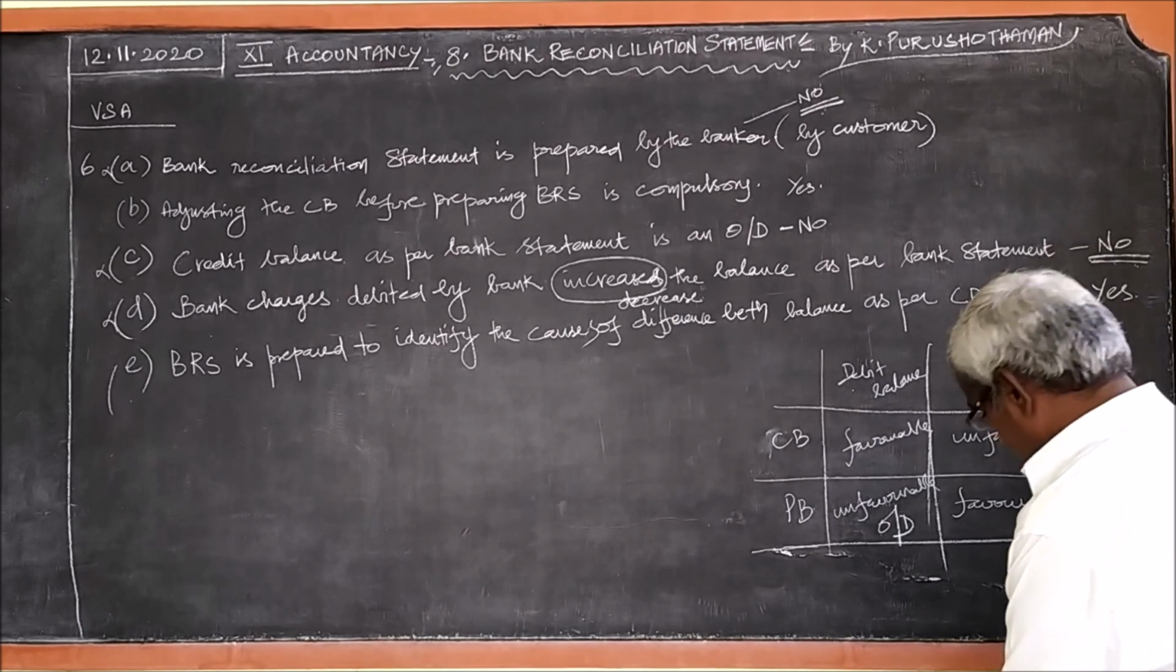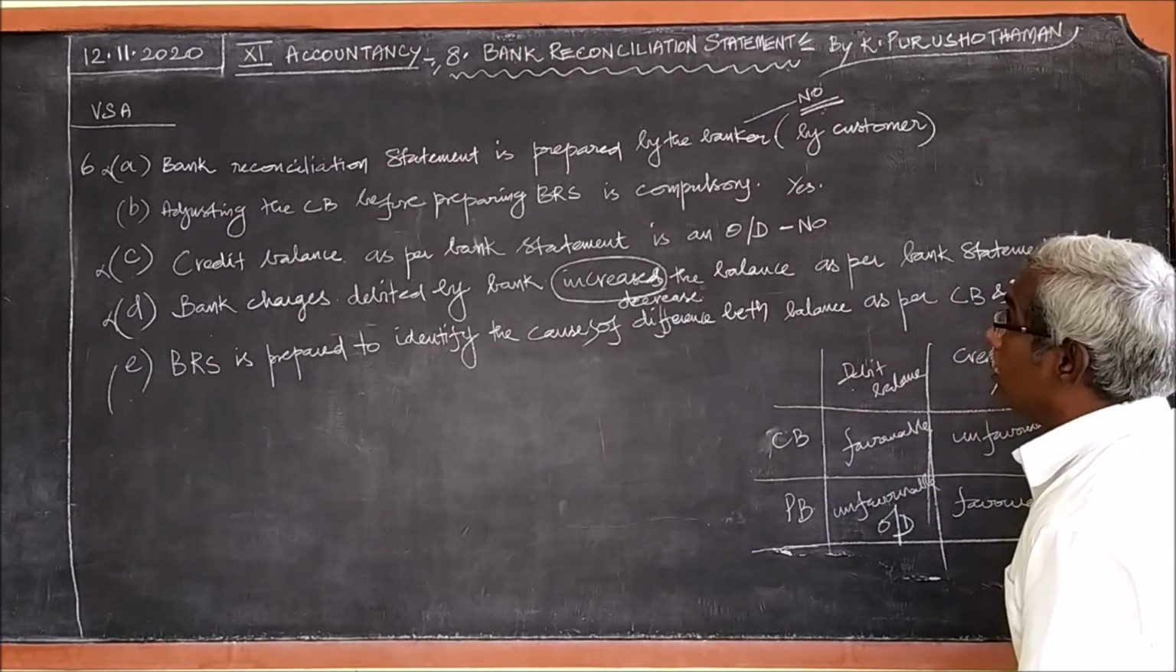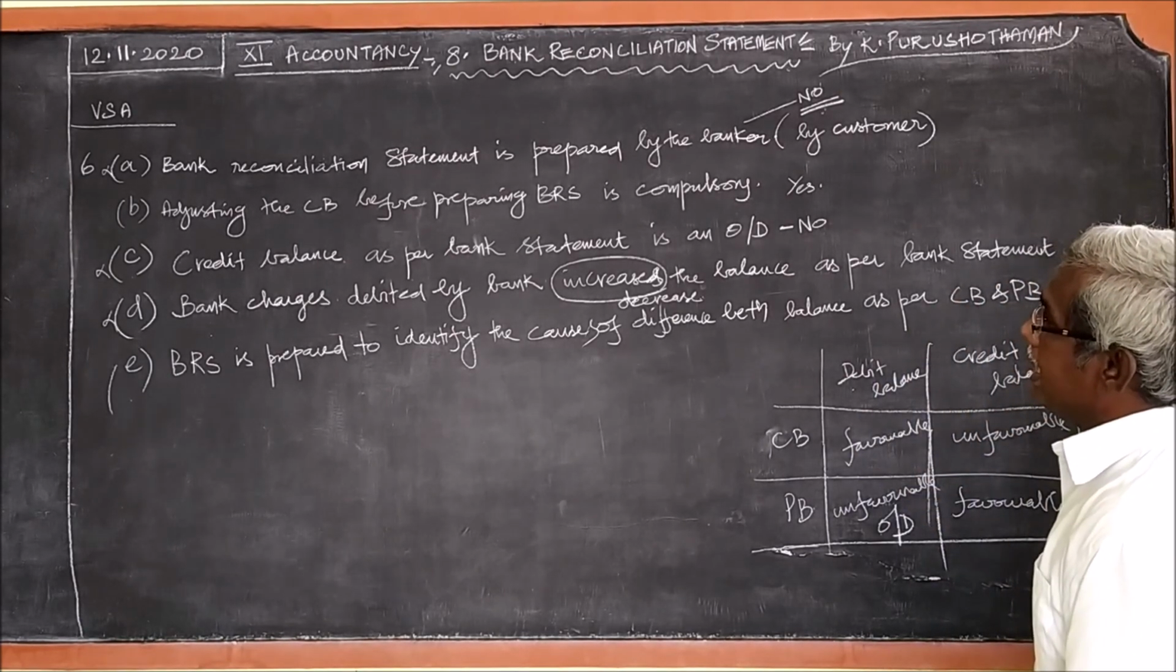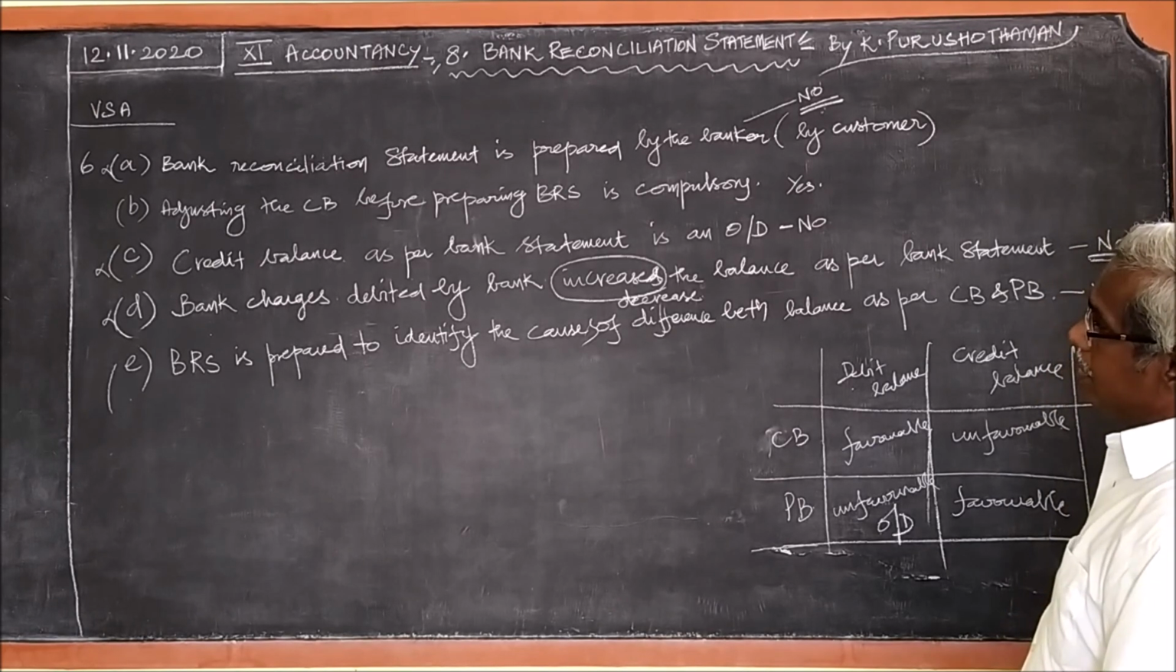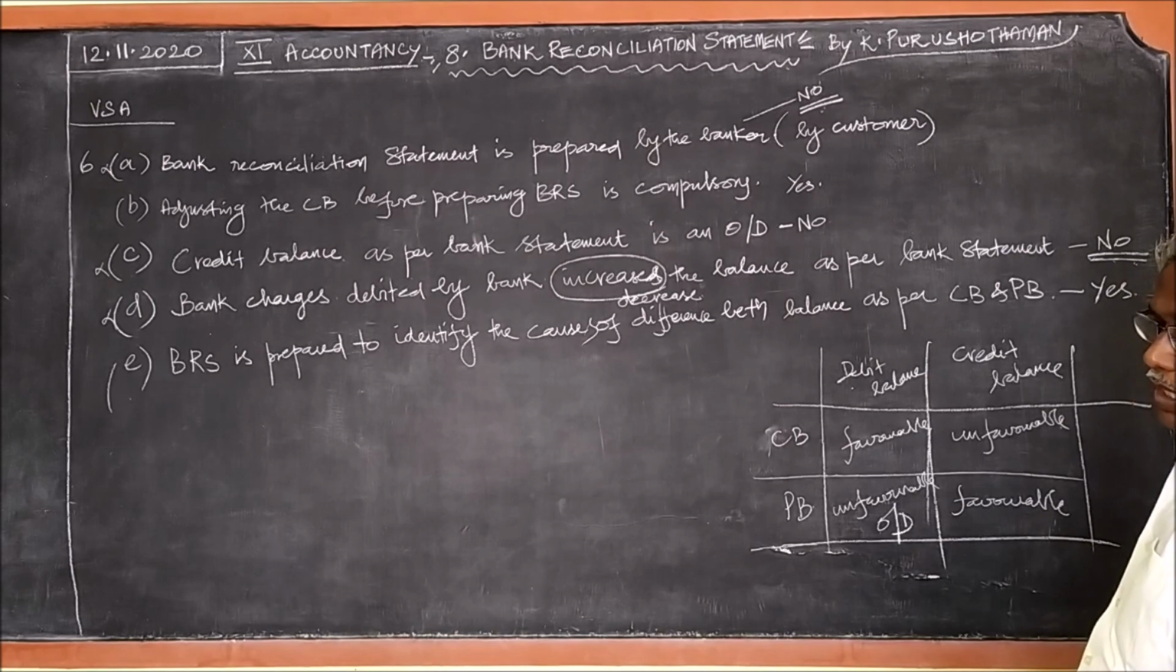And therefore, out of these five statements, A, C, D are not correct, whereas B and E are correct.